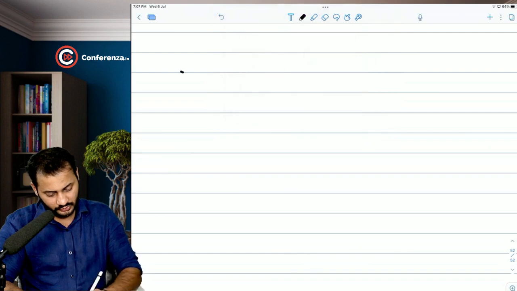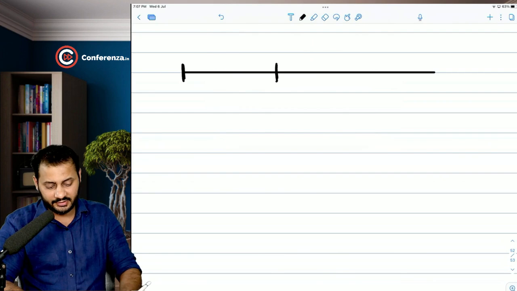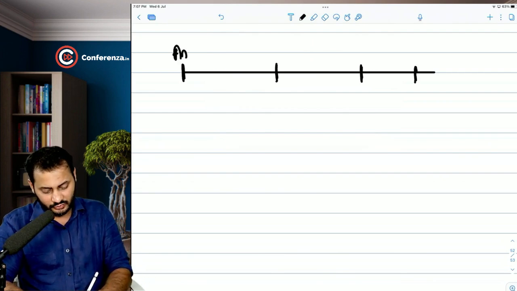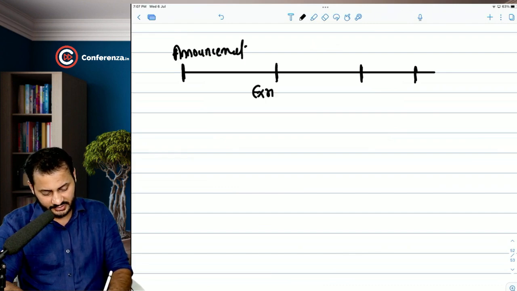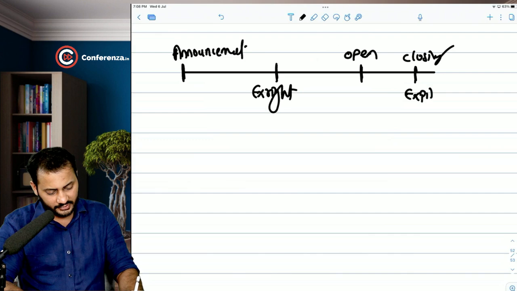Just to make it clear to you, this is the announcement date, this is the X right date, this is the opening date, and this is the closing date. Okay, this is announcement. I will just write it down. This is the X right date, this is opening date, this is closing date. Closing is also called expiry.